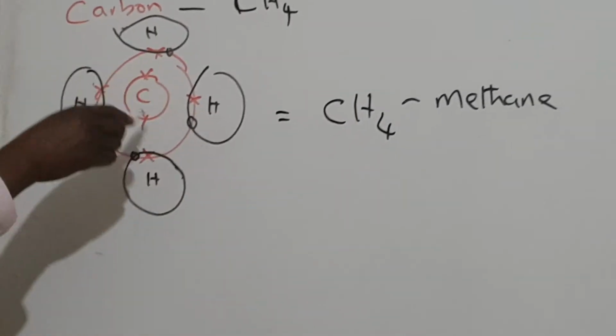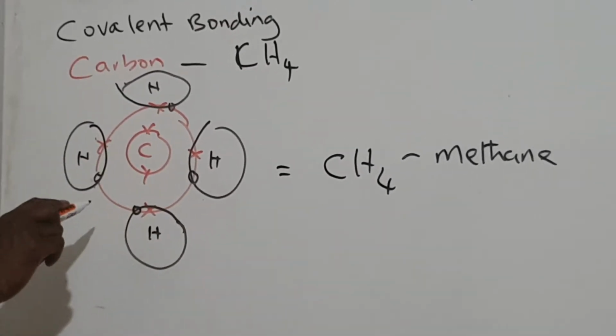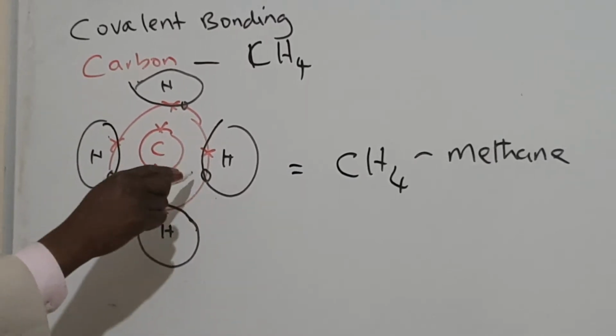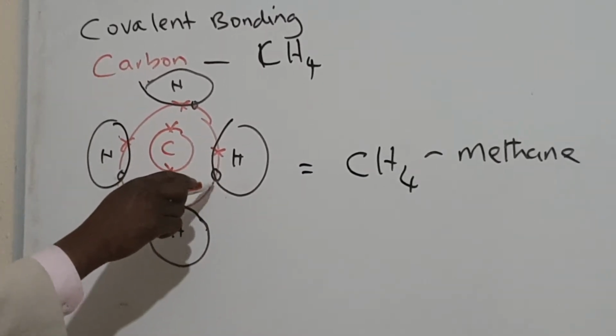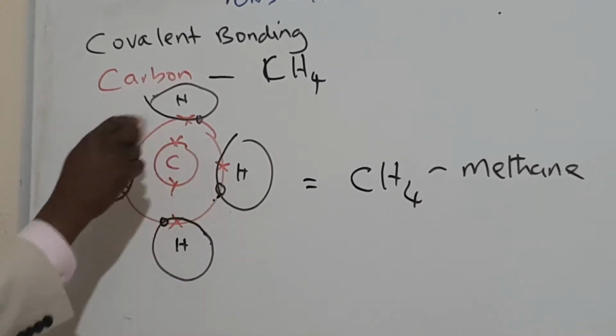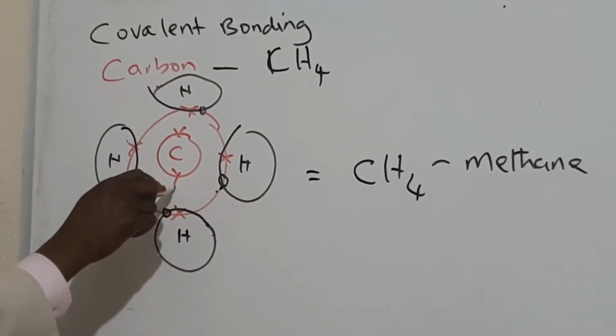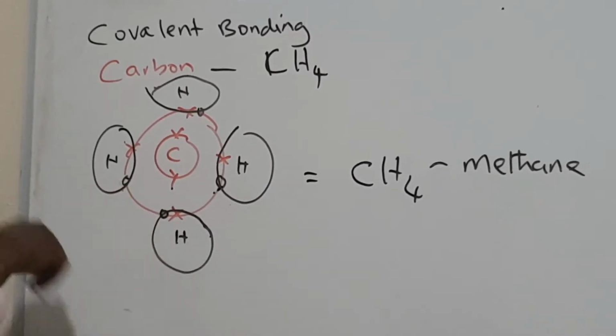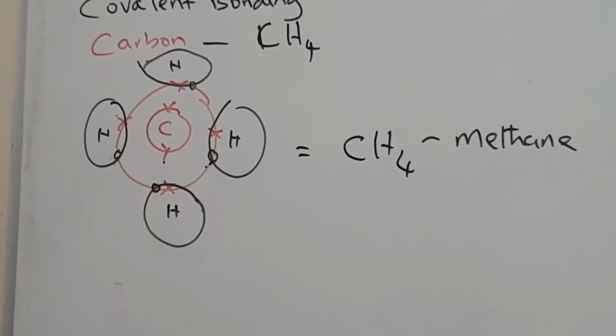Now, you have 4 in the outermost shell. It can be joined by 4 hydrogen. Each hydrogen will have 2 in the outermost shell, and that's what it wants in the K shell. The carbon will have 8 in the next shell, and that's what it requires. You understand? So each of them fulfills their needs. So this is another covalent bonding.